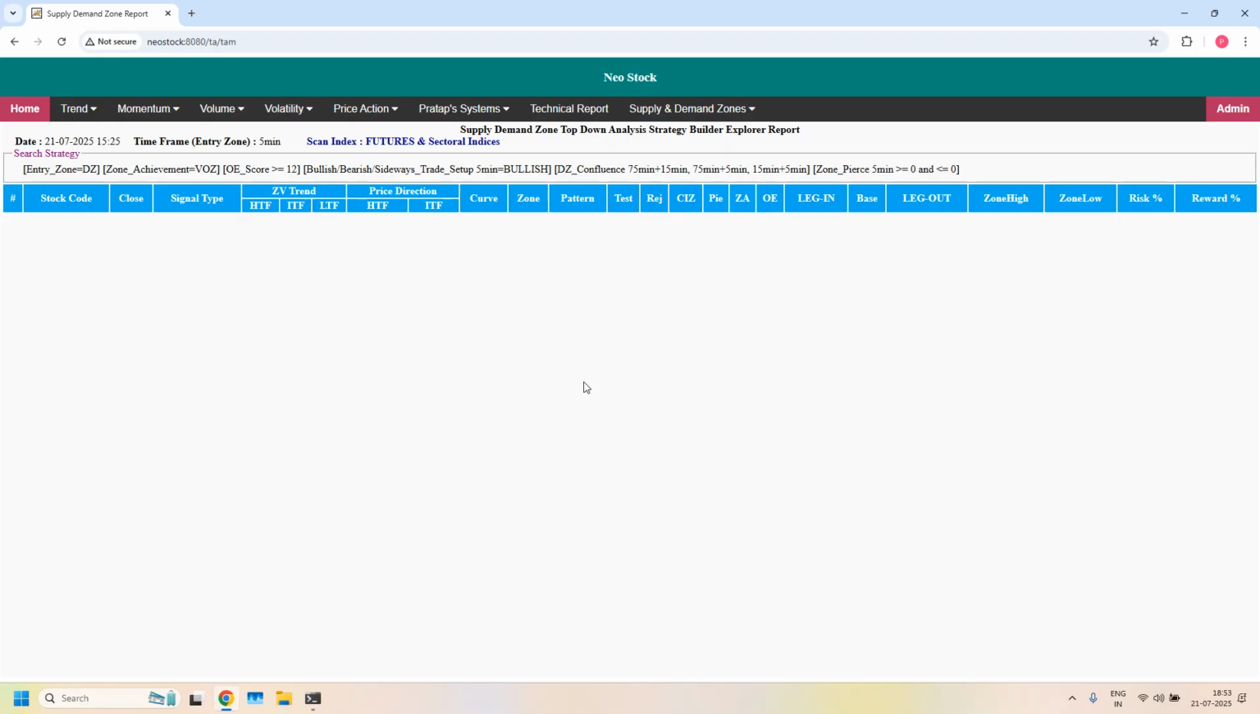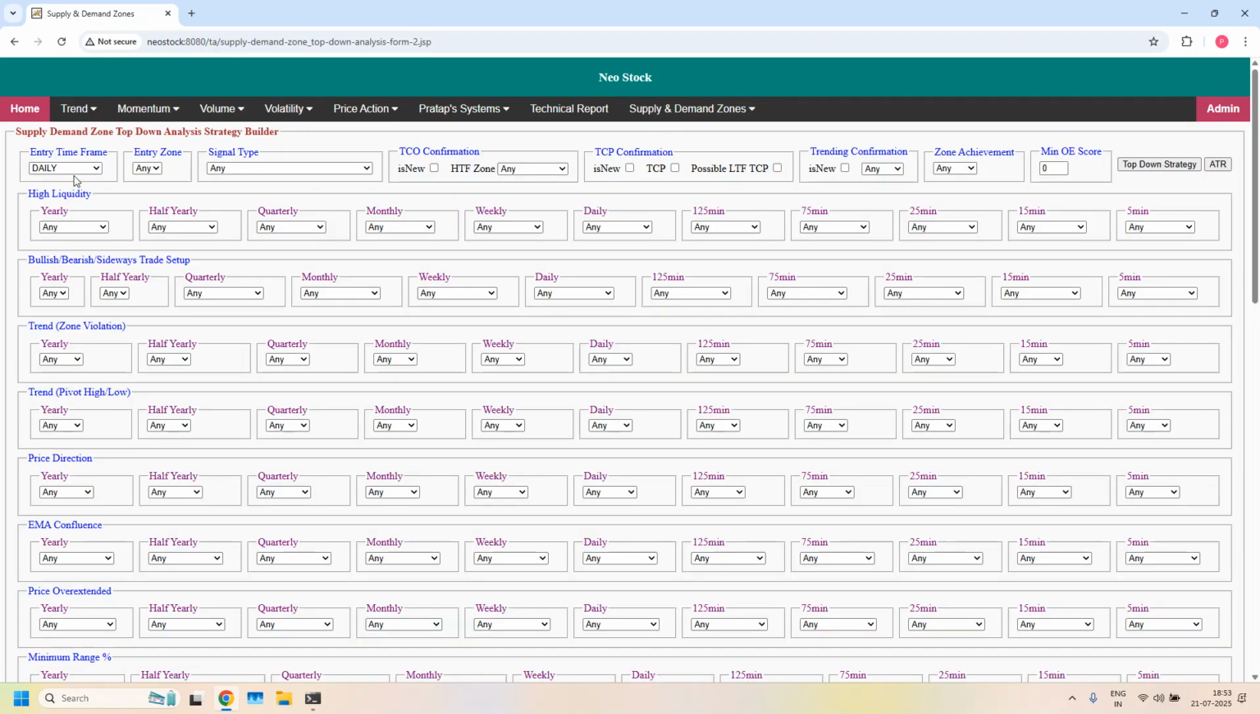So that means we don't have any LTF, ITF, HTF demand zone confluence. So we don't set EMA also. Next, we will look into the bearish trade setup for the hourly income trade.